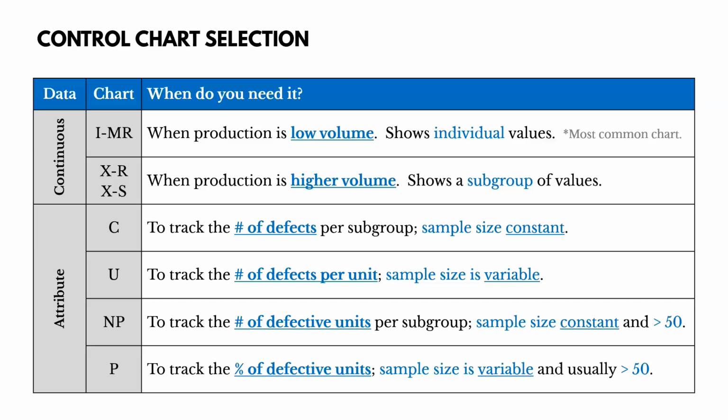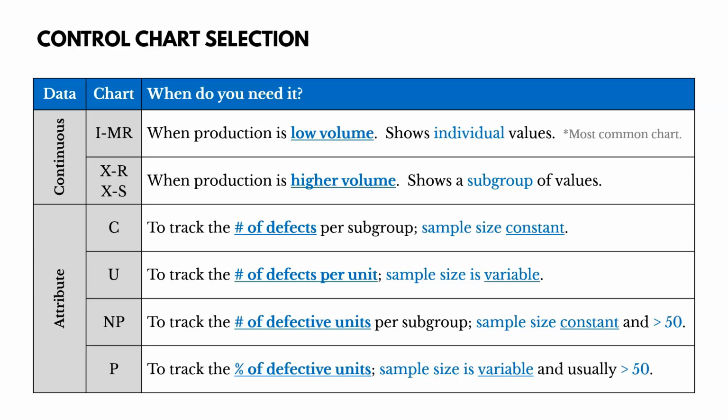With attribute data, you've got basically 4 of the most common types, the C, U, NP, and P. Now with the C, you're tracking the number of defects per subgroup where the sample size is constant. With the U, you track the defects per unit, and you're tracking defects per unit because the sample size is variable. It could be changing.